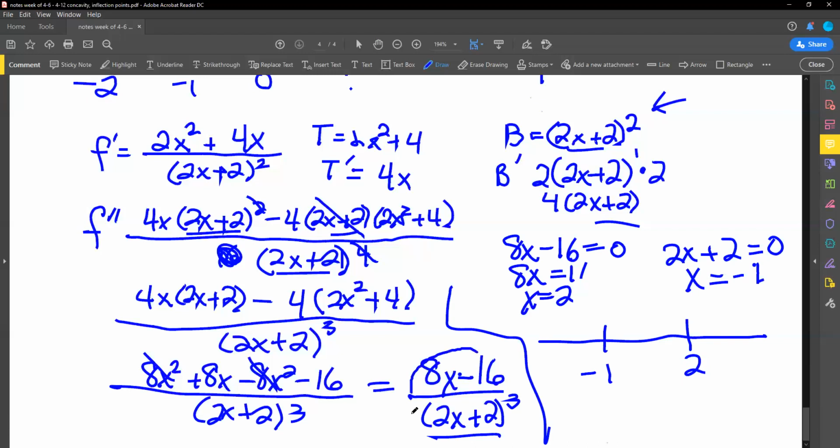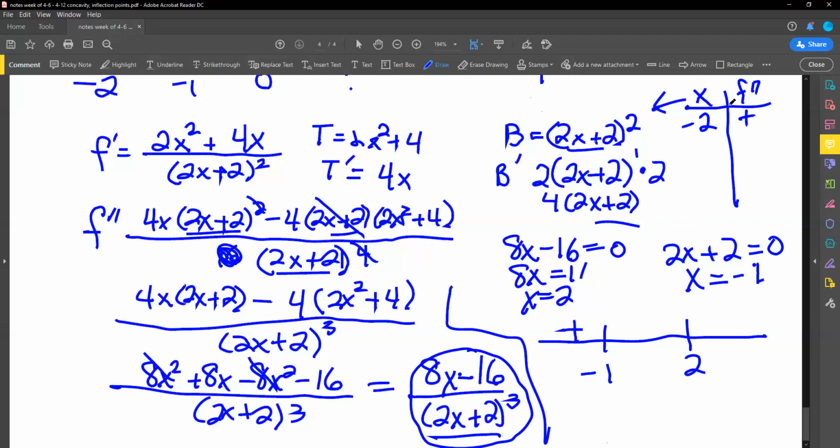So here's my second derivative. If I plug in, I ran out of space, so let's just do it here. All right, pick a number less than negative 1, like negative 2. So if I plug it in, on the top it's going to be negative 32. On the bottom, it's going to be another negative. So it's going to be negative over negative. You can verify this on your own. You're going to get positive.